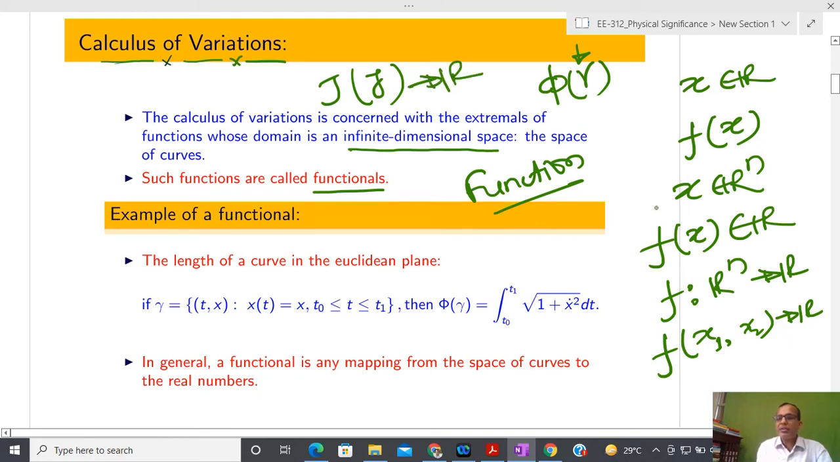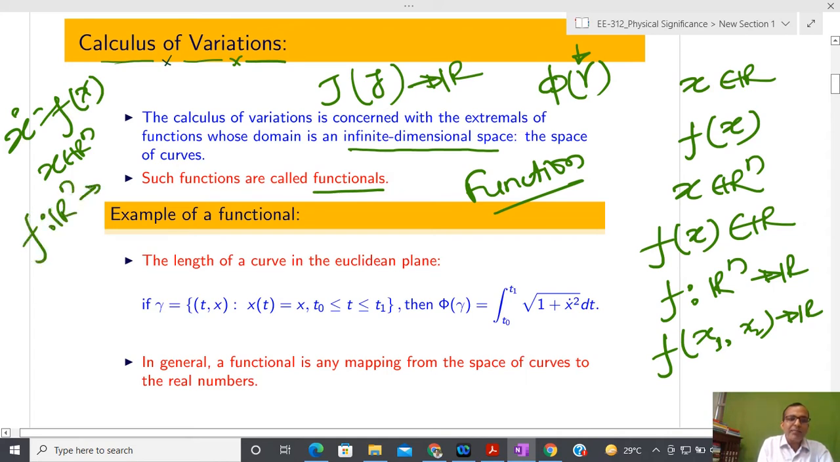It might be possible that I have a function that maps from Rn to Rn also. Whenever I write x dot equal to f(x), where x belongs to Rn, during the definition of an autonomous system you might have seen that I write it like this, Rn mapping to Rn. So this is called a function.